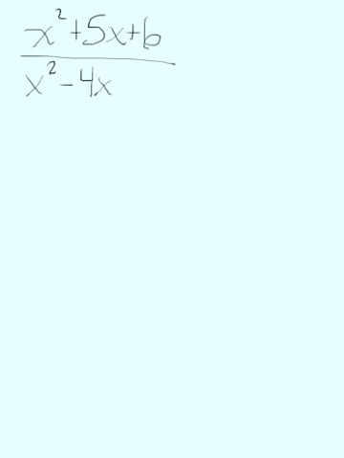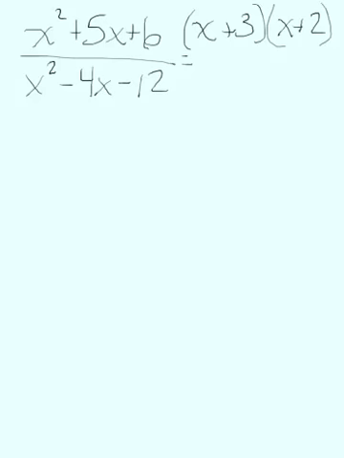Sometimes you're going to have to factor both the top and bottom a little more than usual. So if we have (x squared plus 5x plus 6) over (x squared minus 4x minus 12), the top would factor into (x plus 3)(x plus 2), because 2 times 3 is 6, 2 plus 3 is 5.